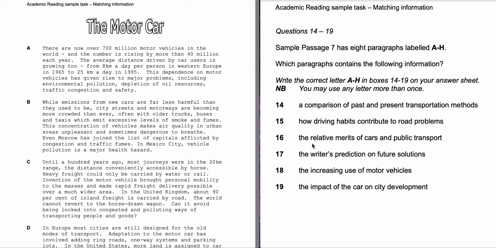Which paragraph contains the following information? Write the correct letter from A to H in boxes 14 to 19 on your answer sheet. You may also use any letter more than once. So we have to take into account this information. That is from question 14.